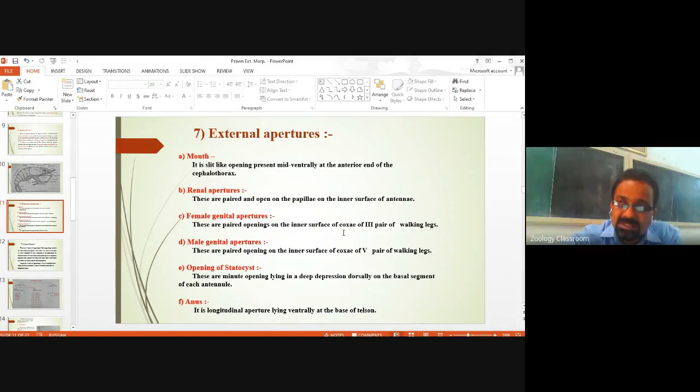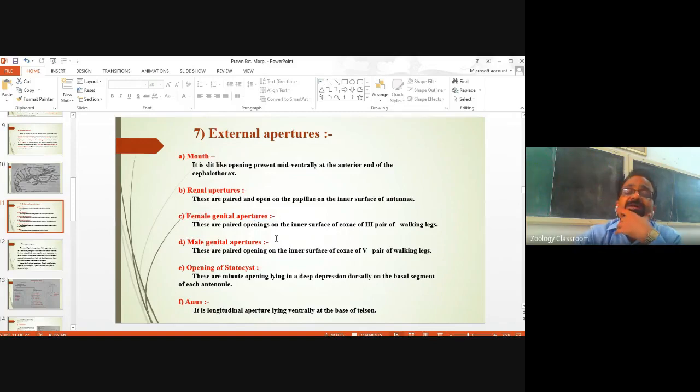Yes, sir. Yes. Proximal means nearer to the body and distal means away from the body, even though it is a part of the body. So our palm or fingers are distal, but our shoulder is proximal. Likewise, the tip of the leg is distal, but the coxa is one of the segments which is attached to the thoracic region. So here, third coxa, third वॉकिंग लेगची कोक्झा त्याच्या आतल्या बाजूला हे फिमेल जेनेटल अपर्चर आहे.